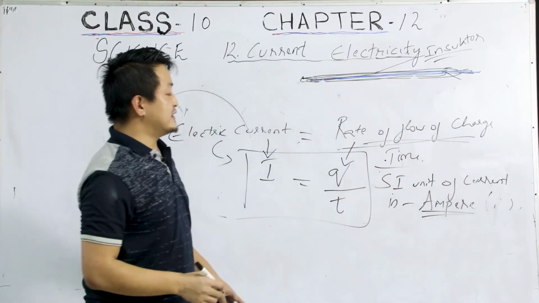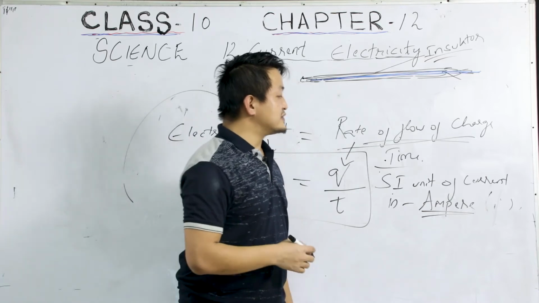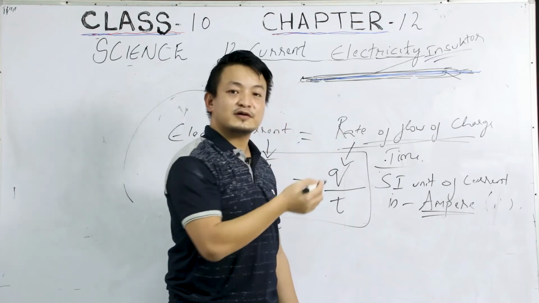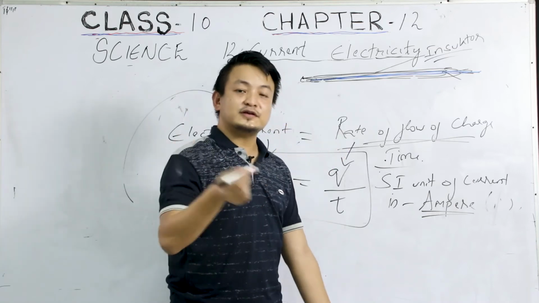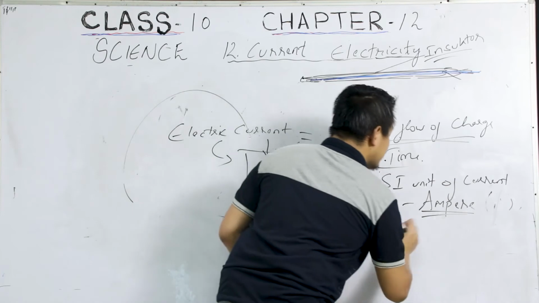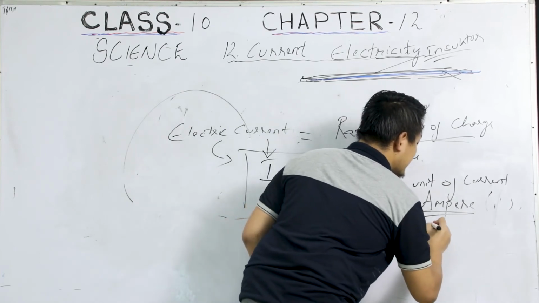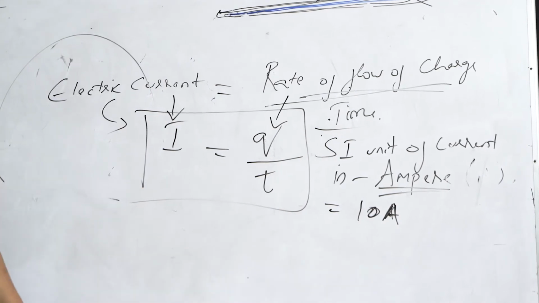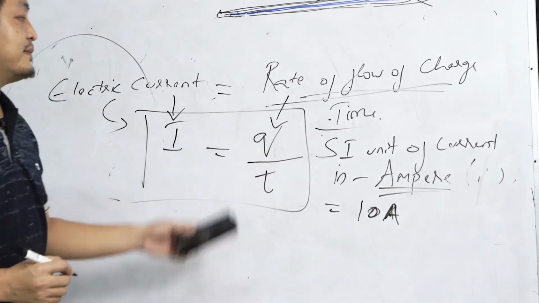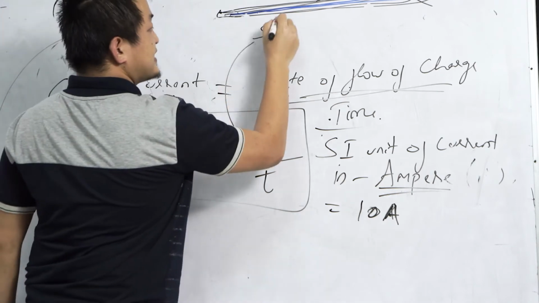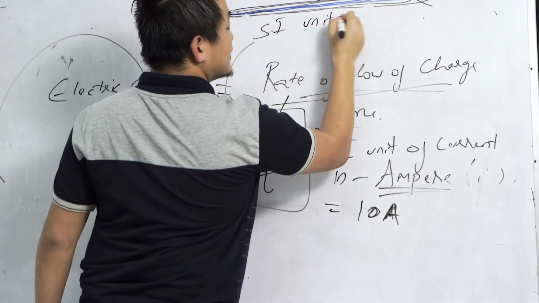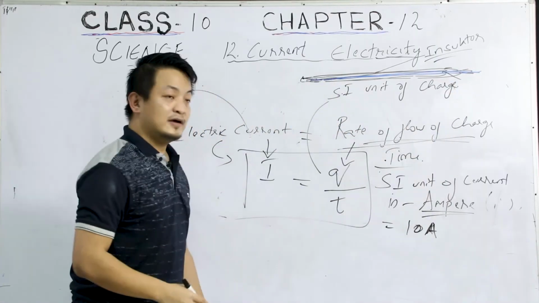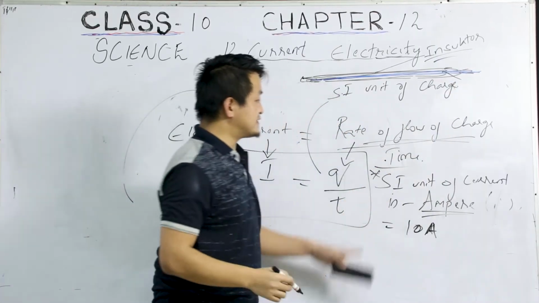So students, see, we never say 10 current is flowing, or 20 current is flowing. We say 10 ampere. A means ampere. Now let's discuss the SI unit of charge. So this is for electric current.